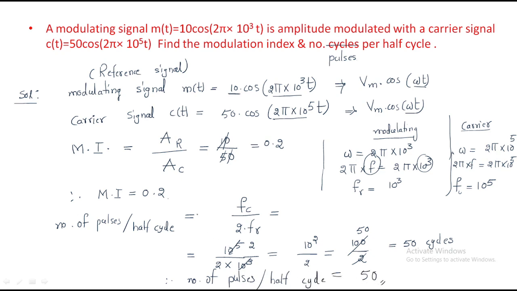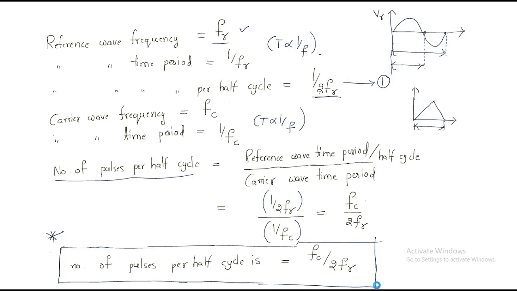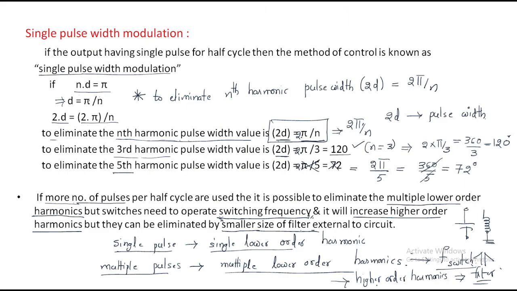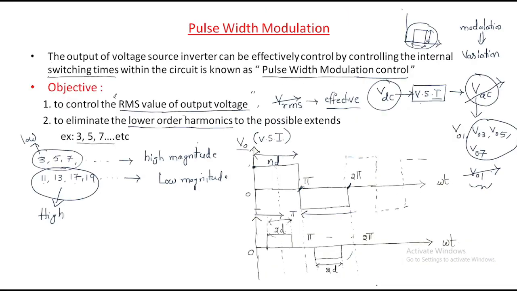So in this modulating method, using the modulating signal m of t and the carrier signal c of t, we get the modulation index as 0.2 and the number of pulses per half cycle as 50. This is the method to solve problems like this. You can be asked using these two types of formulas. So this class is about sinusoidal modulation. Okay. Thank you.